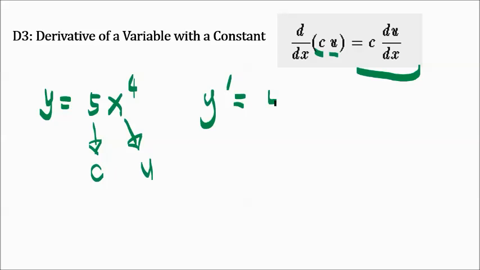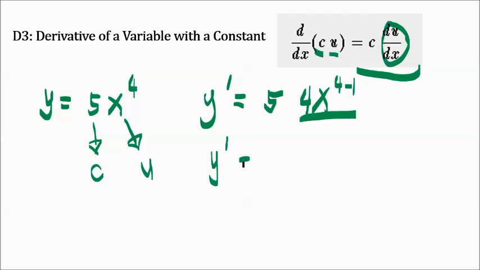So therefore, the derivative of this, y prime, is equal to C, your C would be 5, times the derivative of U. The derivative of U earlier is 4x raised to 4 minus 1. This is the derivative from derivative number 2. Then y prime is equal to 20x raised to 3. Okay?